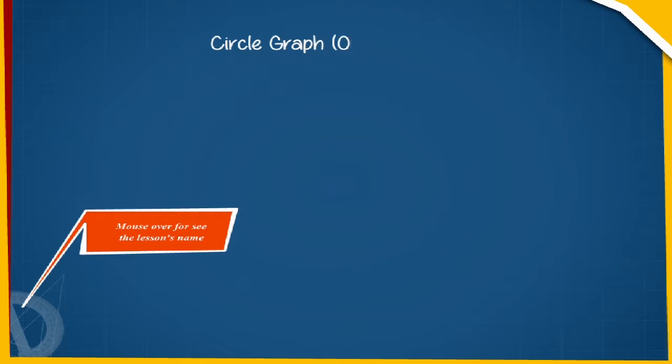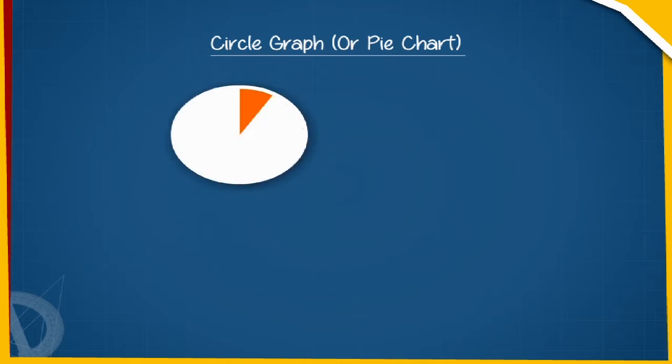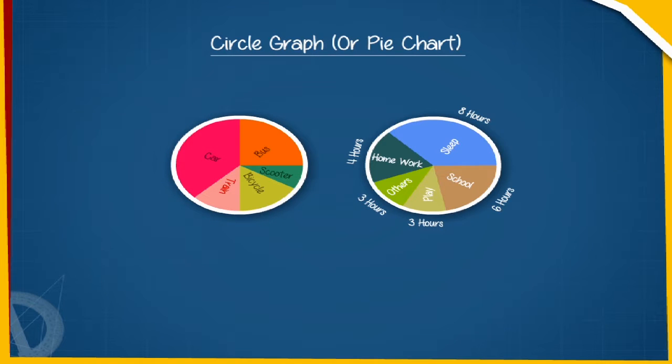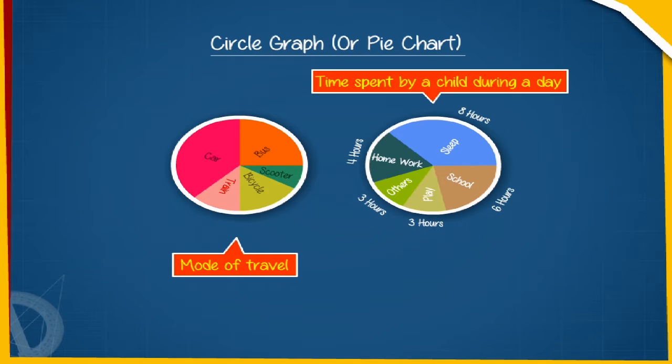Circle graph or pie chart. Observe these graphs. Mode of travel. Time spent by a child during a day. These are called circle graphs or pie charts.